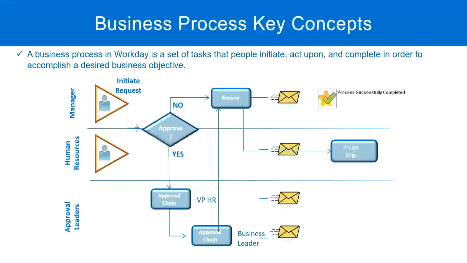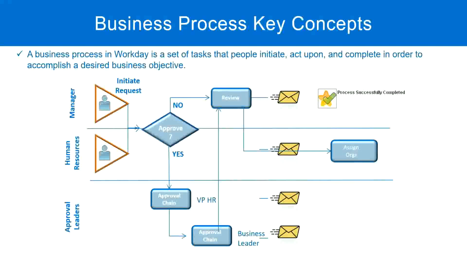A business process in Workday is a set of tasks that people can initiate, act upon and complete in order to accomplish a desired business objective. That is very important. A sequence of tasks to accomplish a desired business objective.